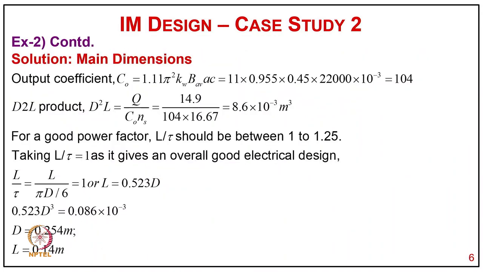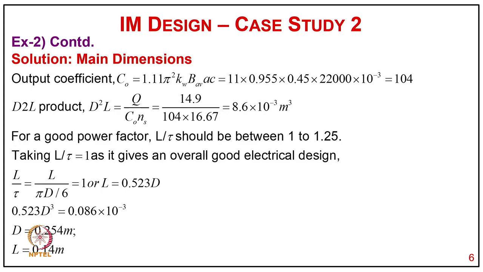Putting the value, 11 divided by 0.86 into 0.86, this comes to 14.9 kVA. Now for the output equation, we have output coefficient C0 equal to 1.11 pi square kW B average into AC. After putting the values, from this output equation D square L is Q upon C0 Ns, and putting this value it comes to 8.6 into 10 power minus 3 meter cube.